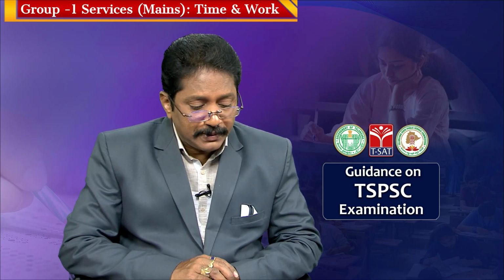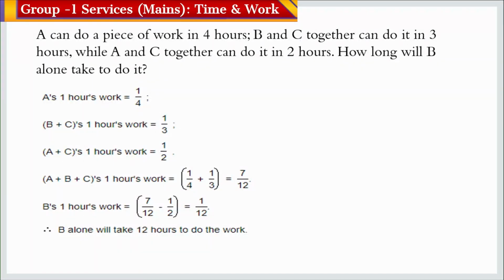A can do a piece of work in 4 hours. B and C together can do it in 3 hours, while A and C together can do it in 2 hours. How long will B alone take to do it? This is the question. A can do a piece of work in 4 hours, means what is A's work in 1 hour? It is 1 by 4.